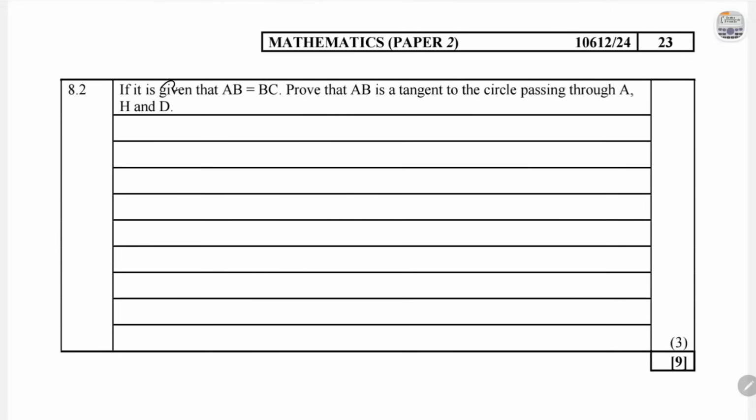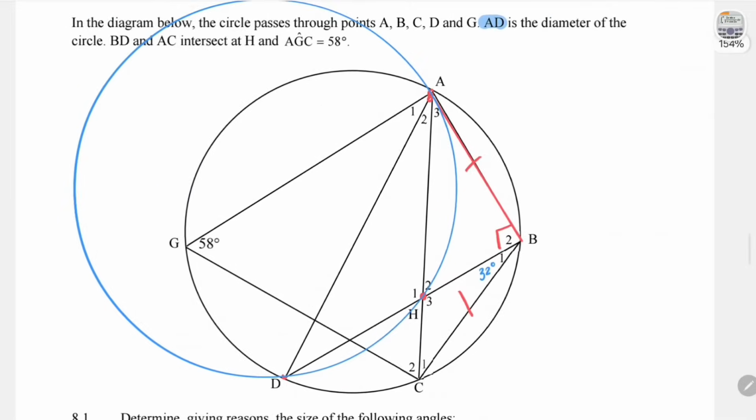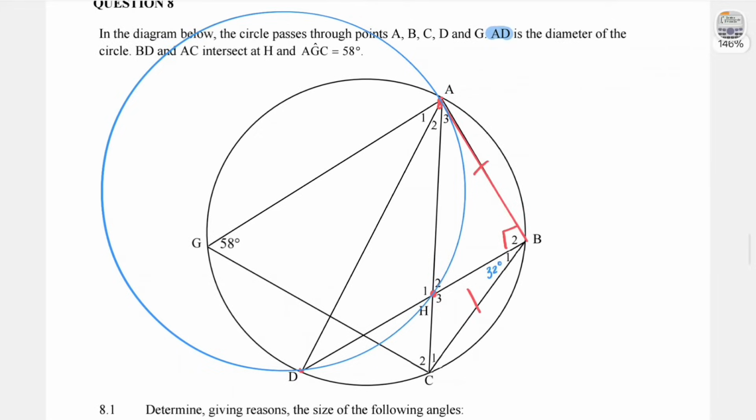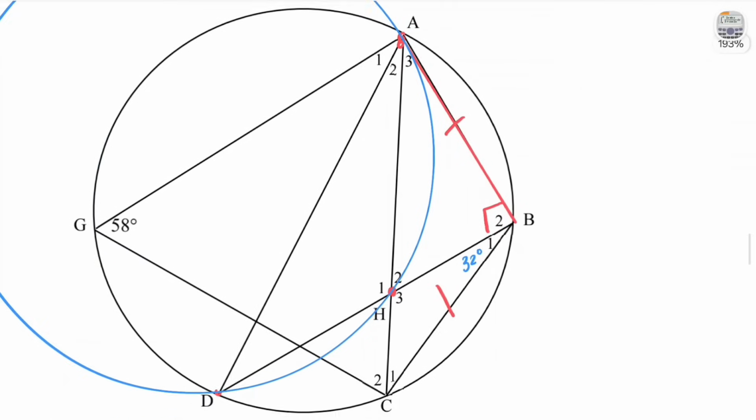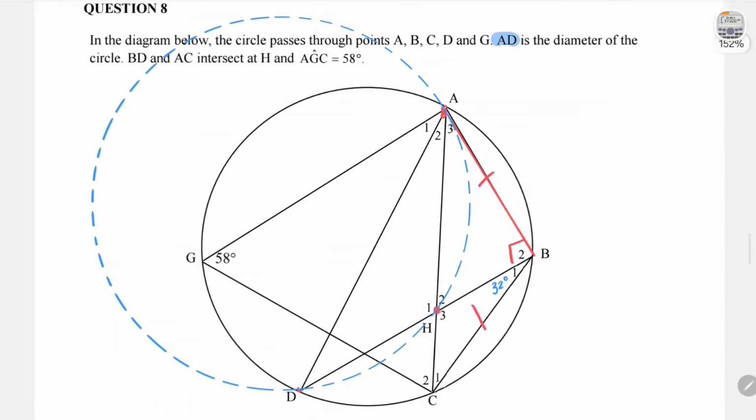Question 8.2 says, if it is given that AB is equal to BC, prove that AB is a tangent to the circle passing through A, H, and D. Okay, so if it is given AB is equal to BC, we need to prove, giving reasons, that this line AB is a tangent to the circle passing through A, H, and D. So we'll have a circle here. It's something like this. You don't really need to draw that circle, or at least not that big. It's not necessary. We're really just trying to prove that AB is a tangent to this circle.